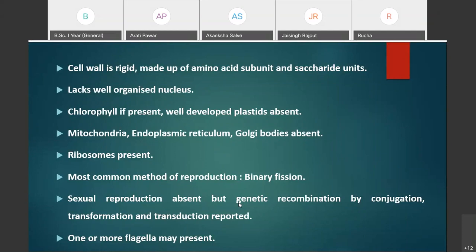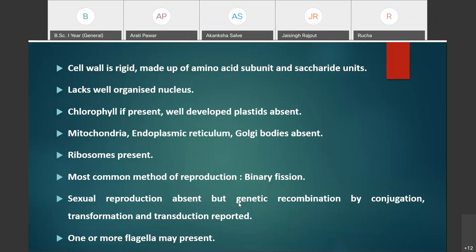Okay. Then bacteria may be motile or non-motile. Motile or non-motile means what? That is, they can move from one place to another place. Some of the bacteria are motile, while some of the bacteria are non-motile. In the motile bacteria, there is the presence of an organ called flagella, due to which the bacteria can move from one place to another place. One or more flagella may be present in the motile bacteria.